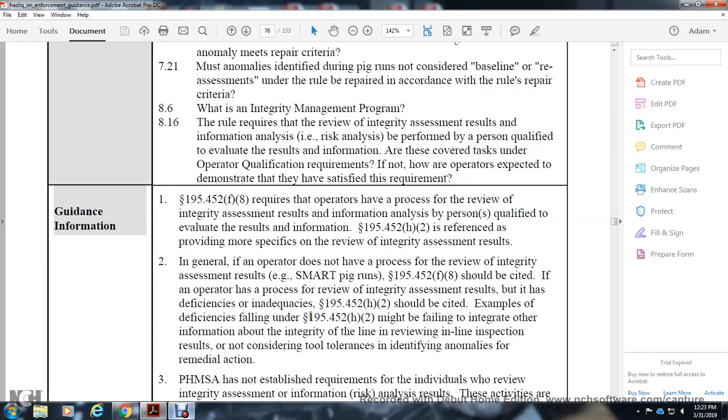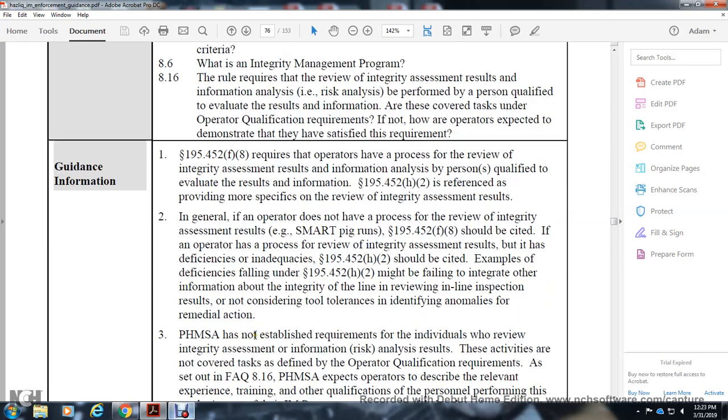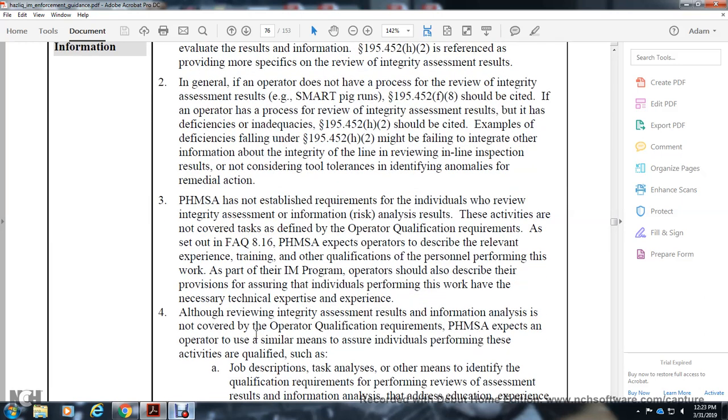An example of a deficiency cited under 195.452(h)(2) might be failing to integrate the information in the integrity assessment, such as reviewing in-line inspection results, failing to consider the challenge of identifying anomalies and remedial action. PHMSA did not establish a requirement for individuals who review the integrity assessment information and risk analysis. The review of that is not covered by the task of defining operator qualification requirements.